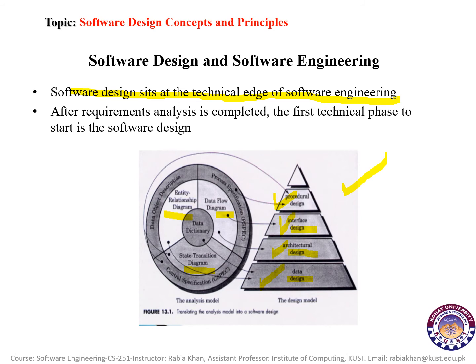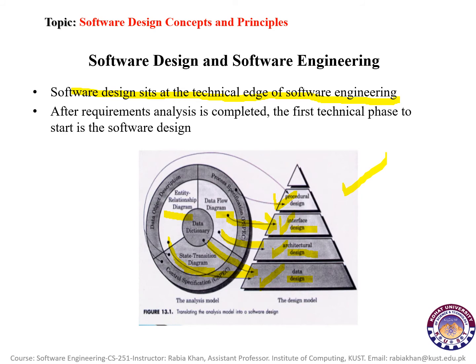So here you can see the connections between different diagrams and different level phases. Data flow diagrams mainly will result in the interface design. It will result in the architectural design as well. Similarly, data dictionary or ERD will result in the data designs. Here you can see ERD and data dictionary will result in the data designs. So the models that we had already developed in the previous chapter, the analysis phase, will help in designing the blueprint for the software.